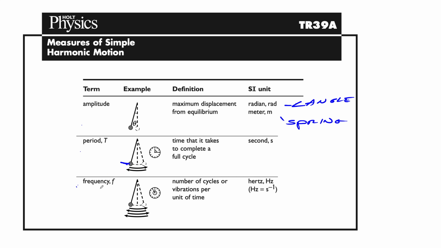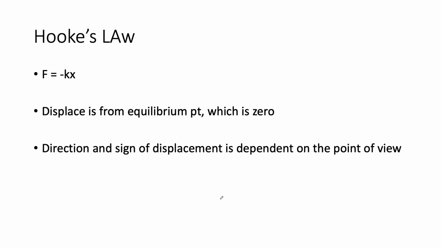And the frequency is just the inverse of the period. It tells me the number of vibrations we have per second, or per unit of time. When we talk about hertz, we actually talk about seconds to the minus 1, or 1 over seconds. We'll always use this type of notation. This is going to be very important for us when we talk about springs, simple harmonic motion and pendulums. So let's look at Hooke's law.